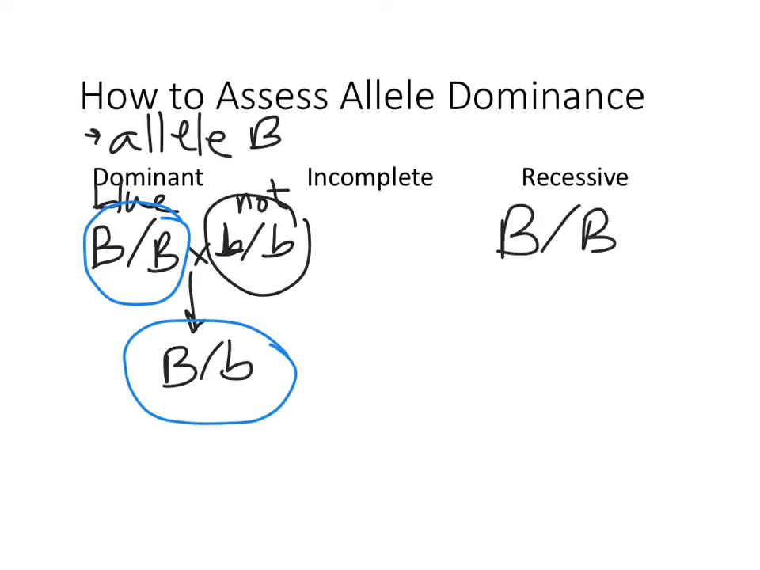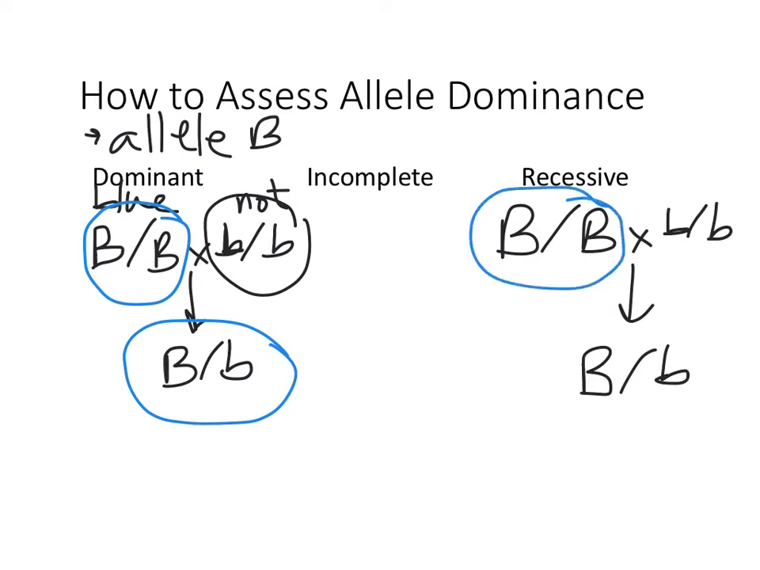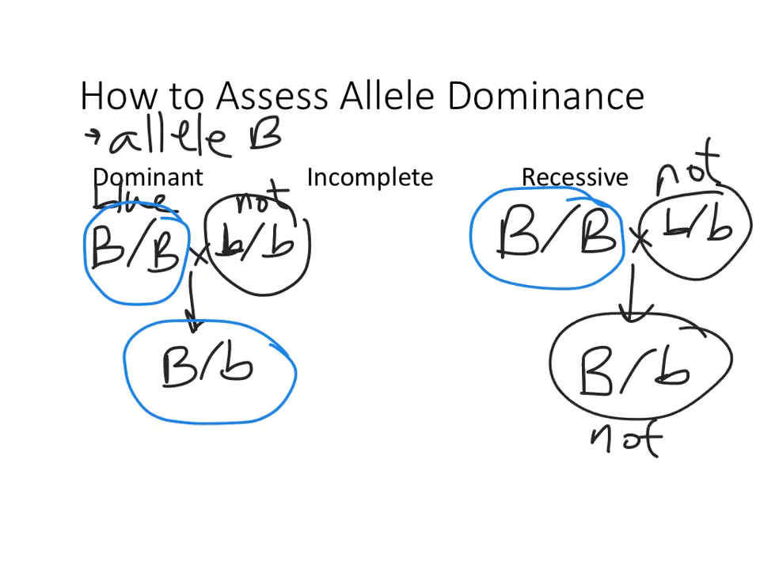What does it look like if capital B is recessive? Same genotype, just a different scenario. So here, capital B is recessive. It makes a blue plant, but only if you're homozygous capital B. So what does the offspring look like in the recessive case, where capital B is recessive to lowercase b? It's the other phenotype. It looks like the other parent, not blue.